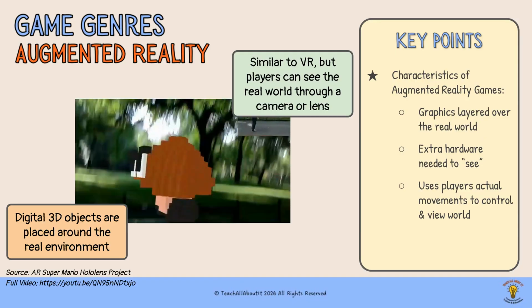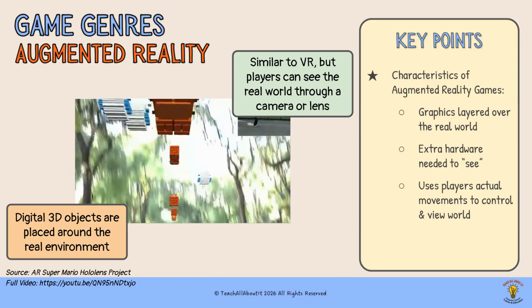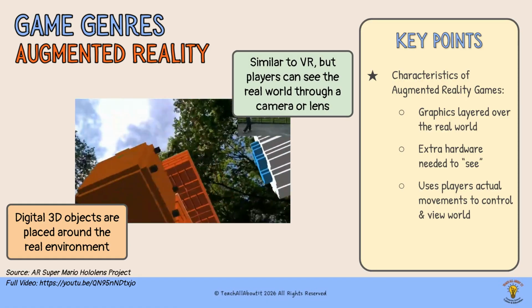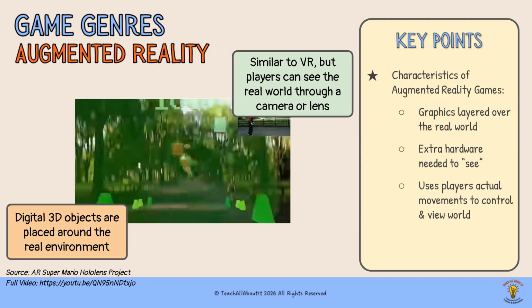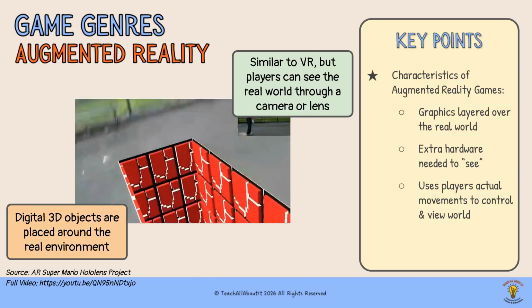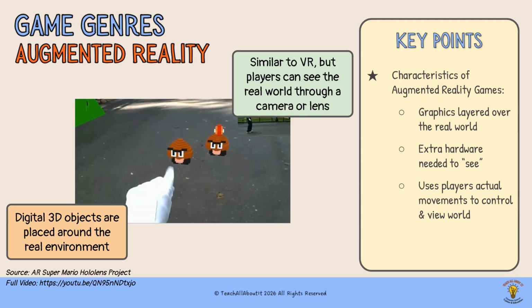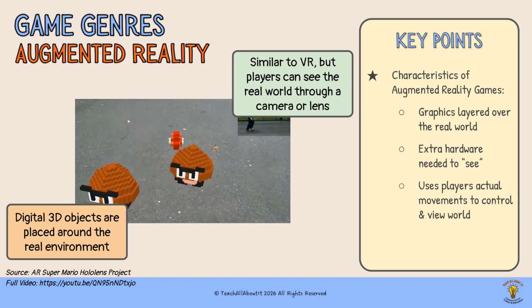So augmented reality is very, very similar to VR, but players can see the real world through a camera or a lens. Now, at the end of today's lesson, I'm going to ask you to perform an augmented reality task, and this is going to be on the final tab at the end of this week's lessons. So you can see here that the person is actually using their hands to send out little targets.